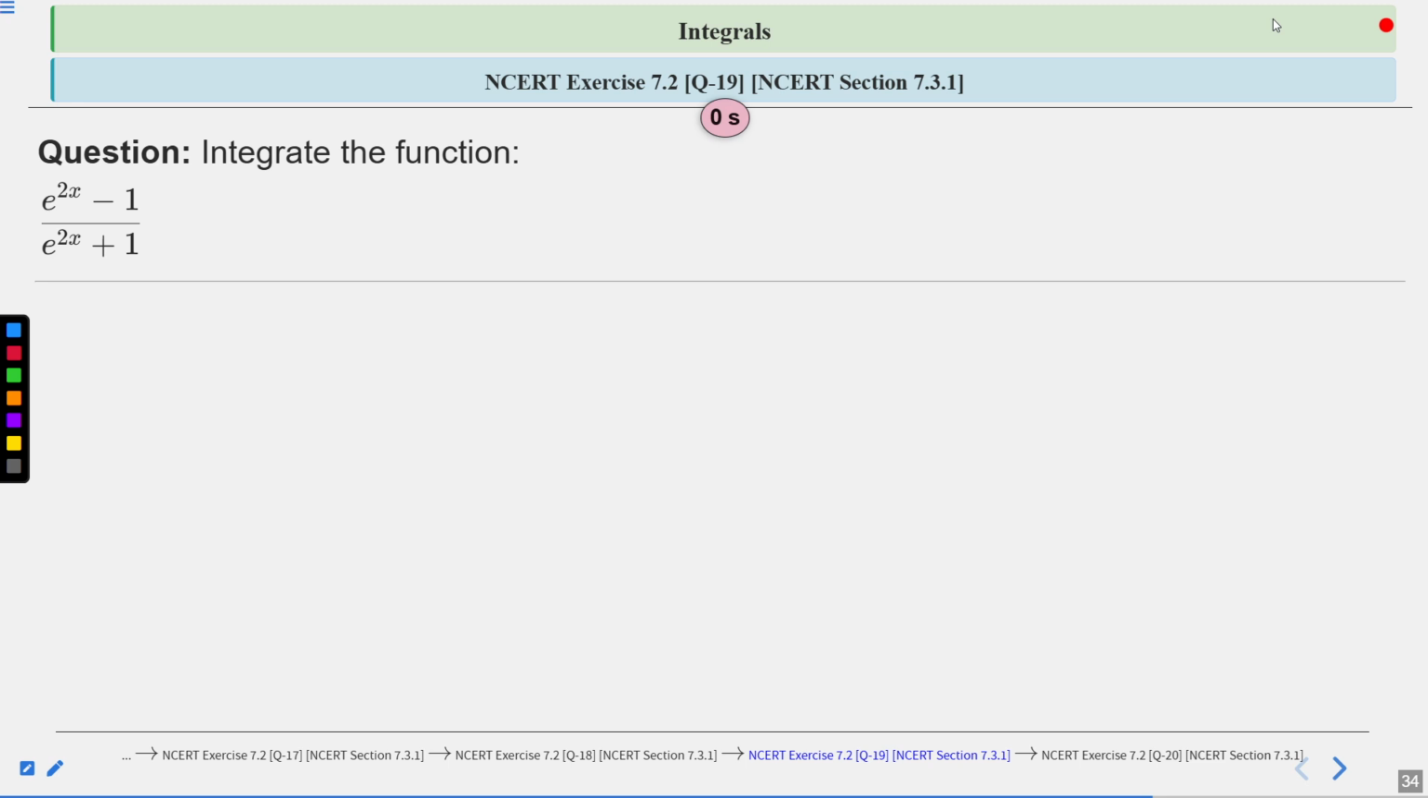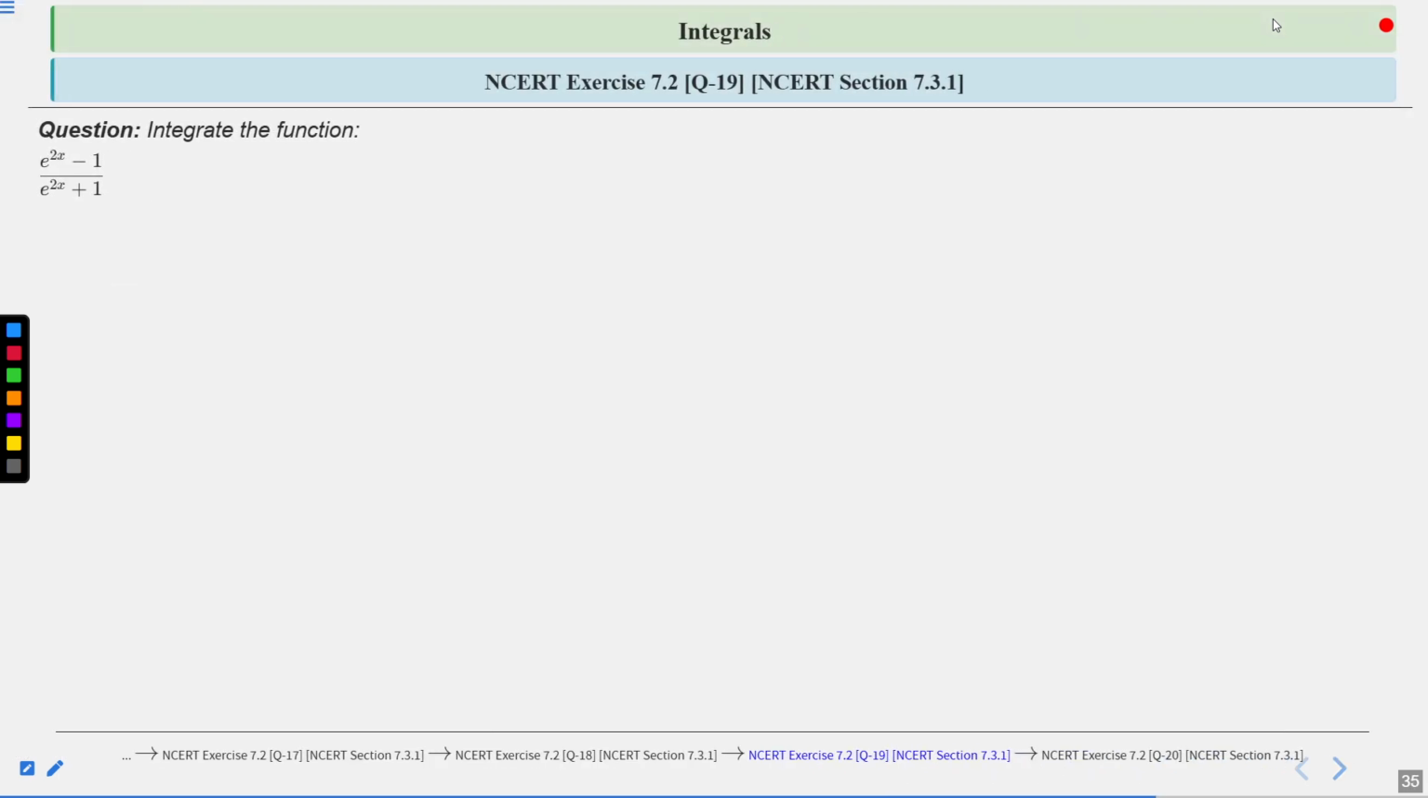Hope you all have attempted the given question. Let us see how we can solve this. The question is we need to integrate the function e to the power 2x minus 1 upon e to the power 2x plus 1. And the correct answer is log mod e to the power x plus e to the power minus x, plus c.